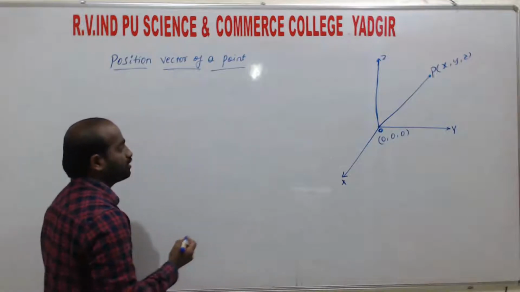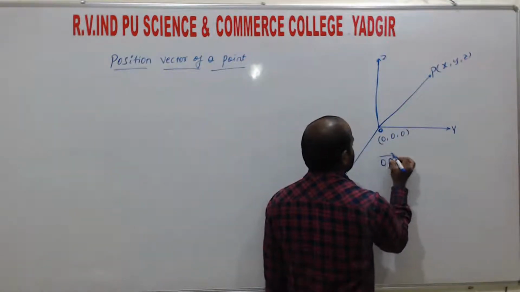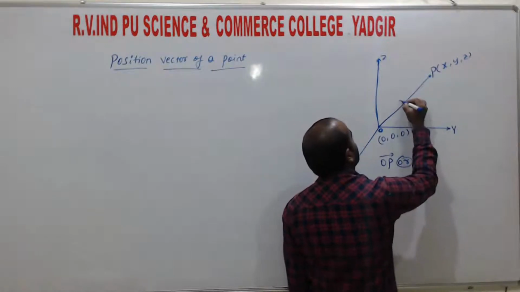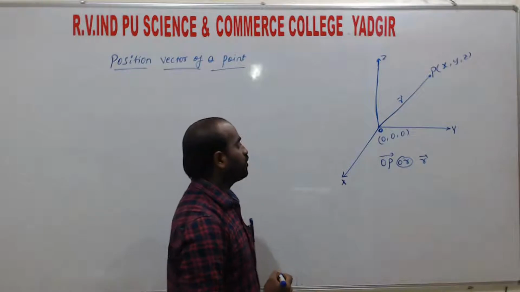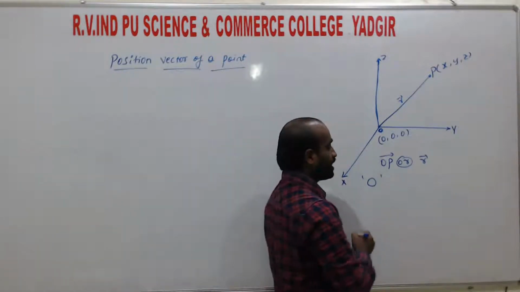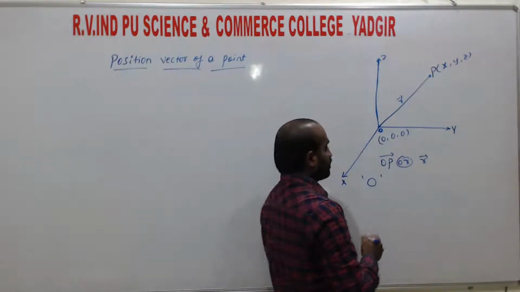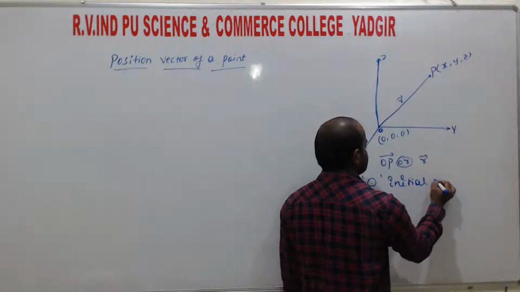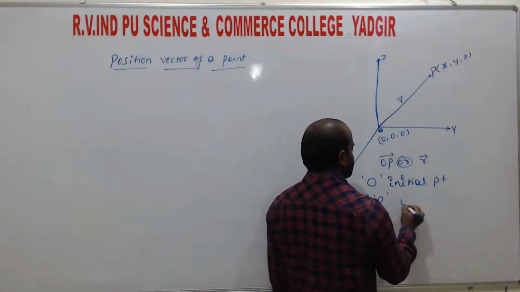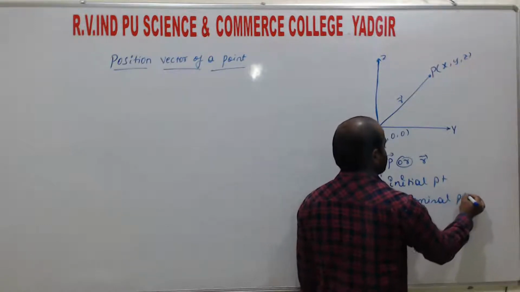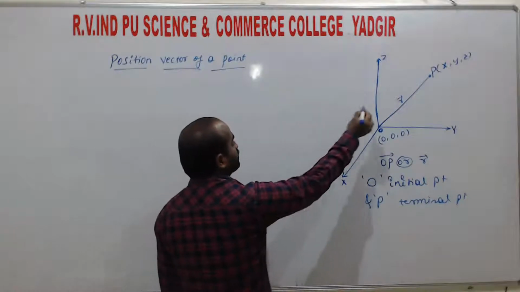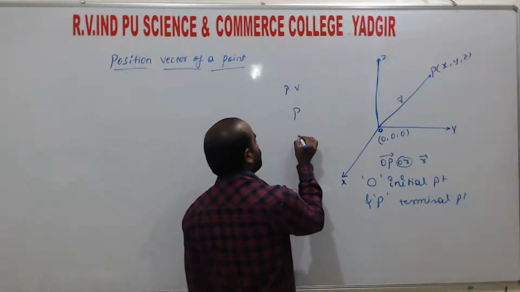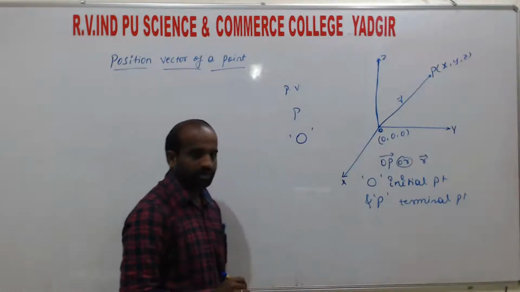Okay. Then the vector OP, the R vector, with O as its initial point and P as its terminal point, is called the position vector of the point P with respect to O.